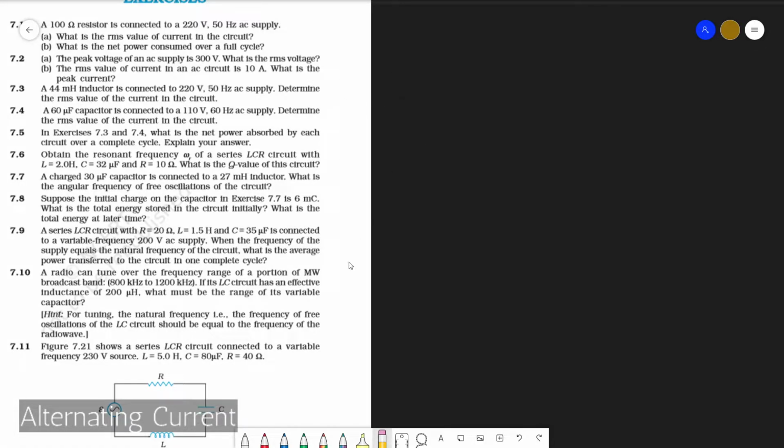Hello everyone. So in this class we will be solving the numericals of this chapter of the NCERT textbook. So let us begin the questions.